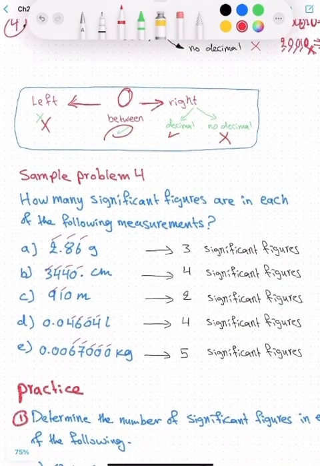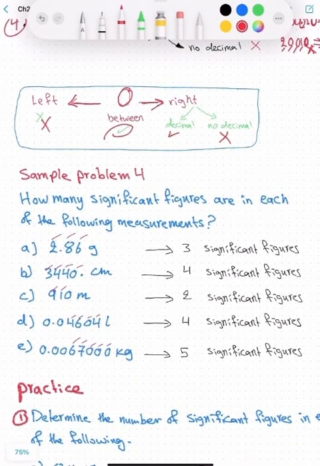Let's take some examples. So we have this number. All of them are numbers. We do not have a problem with them, so all of them are significant. 3 significant figures. Here, we have numbers, 0. Do we have the decimal? It's on your right? Yes, so it is significant. 4 significant figures. Here, look, number, 0. Do we have the decimal? No, so it's not significant.